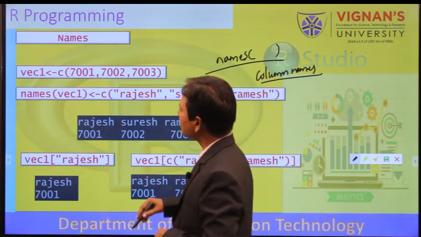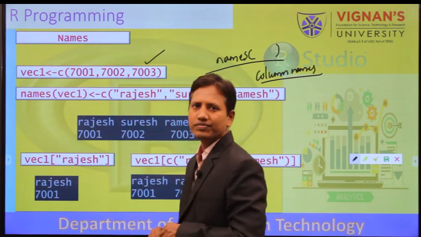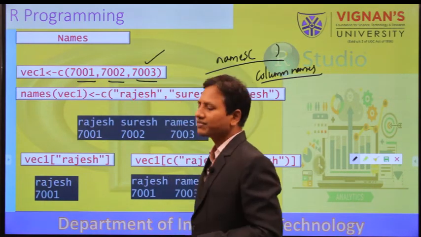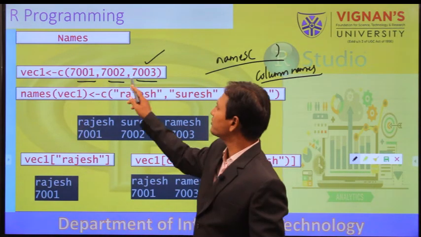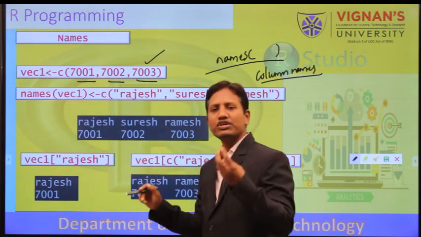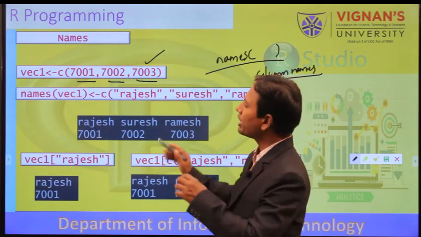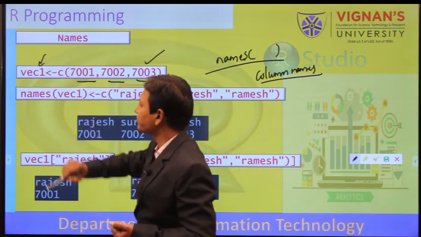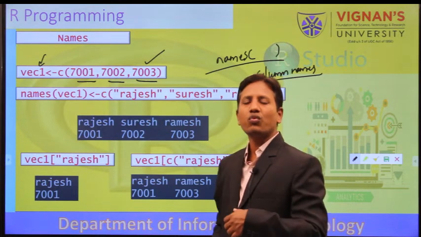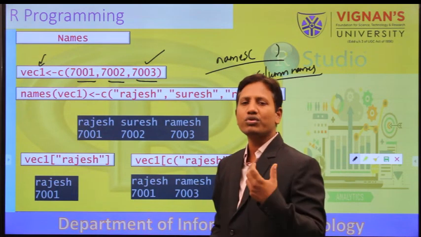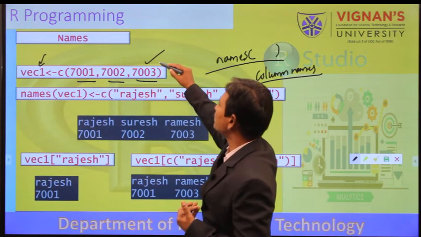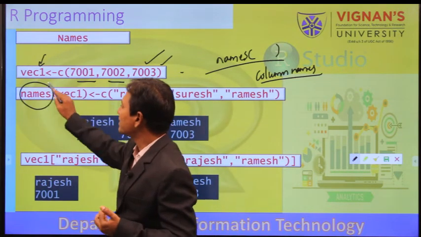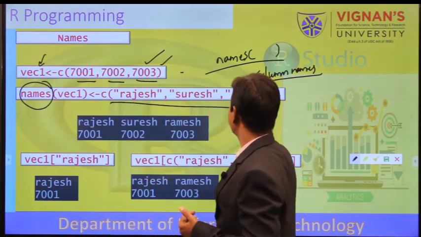First, we have created a vector, and assume that these 3 are the register numbers of the students: 7001, 7002, 7003. So we kept the 3 students' register numbers in one vector and named it vector 1. Now I want to give names to these values. So, with the help of the names function, I have added the names.